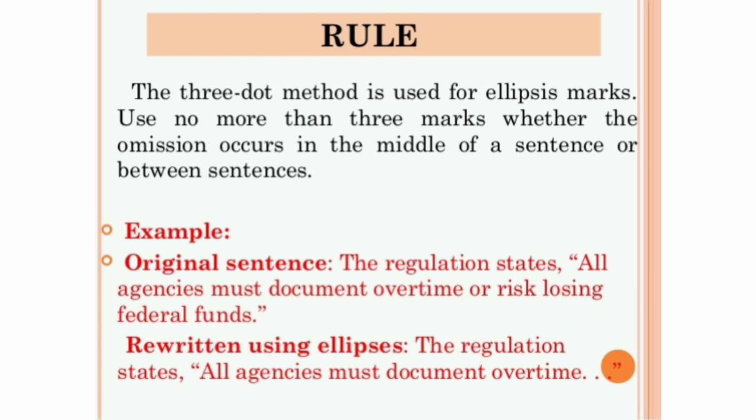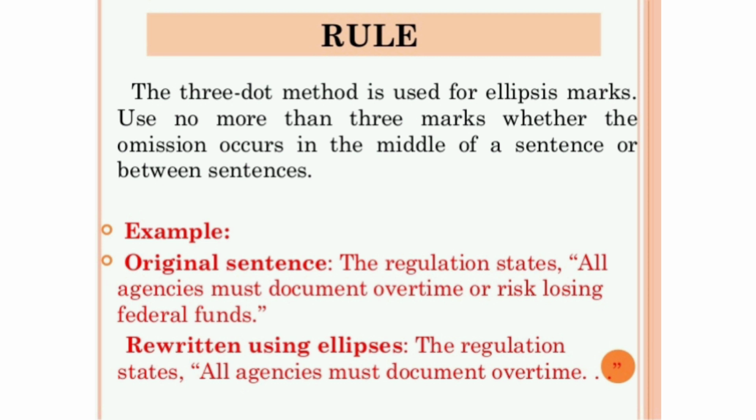Ellipsis mark. Ellipsis marks are also called the three dots that you use. Remember, do not use more than three dots. This mark indicates that the sentence is incomplete. The thought process is still going on. Okay, so I'll give you an example.